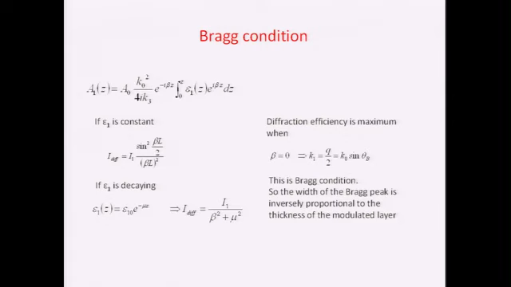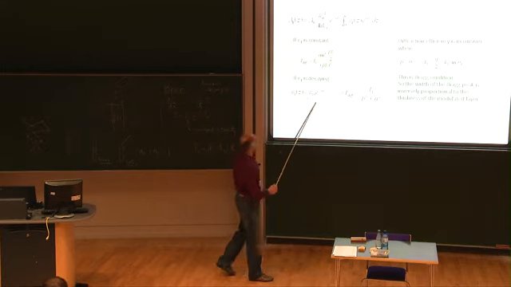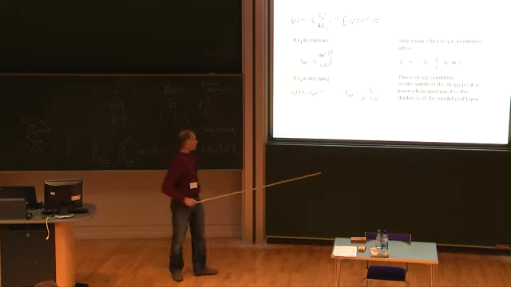But if we have a decaying, let's say an exponentially decaying, in simple case, modulation into the sample, then the diffracted amplitude will look something like a Lorentz function, which is going to be largest in all cases when beta is 0, and beta 0 means that the transverse component of the wave vector must be related in this way to the modulation wave number. This is nothing but the Bragg condition. And around the Bragg peak, around beta being 0, the width is simply given by the inverse thickness of the grating.